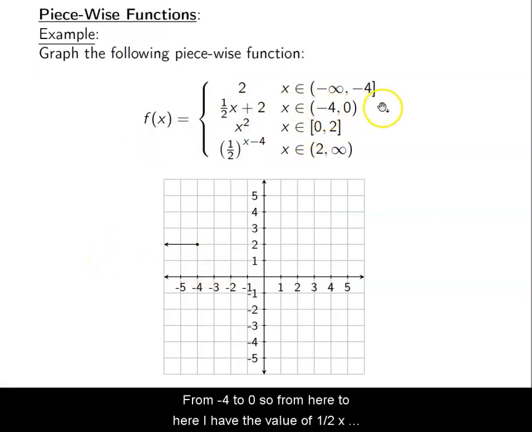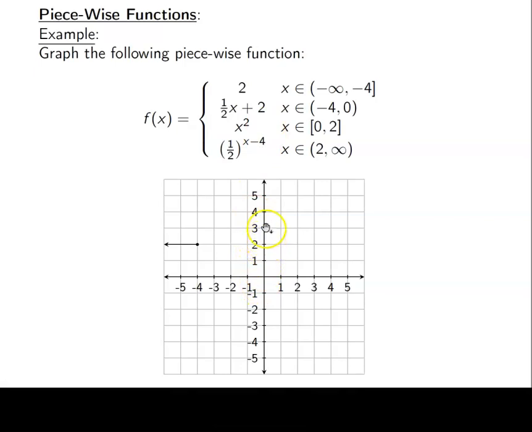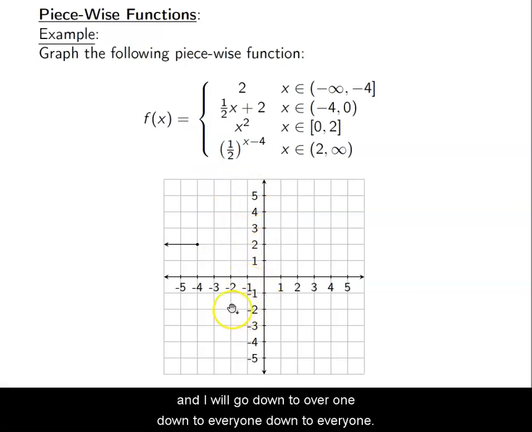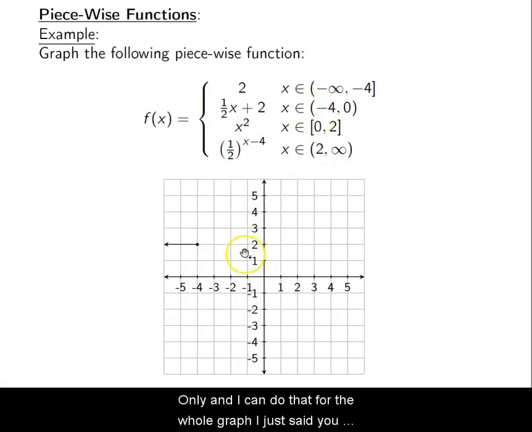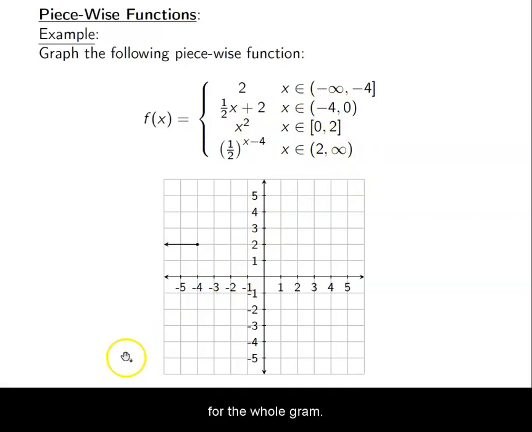Now from negative 4 to 0, so from here to here, I have the value of 1/2 x plus 2. Now there's 2 ways for you to do this. You can graph 1/2 x plus 2. So you start at 2 and you go up 2 over 1, and so forth. Or I guess, I'm sorry, I'm going this way, right? So I start at 2 and I would go down 2 over 1, and then do the same thing in this direction, and I can do that for the whole graph.